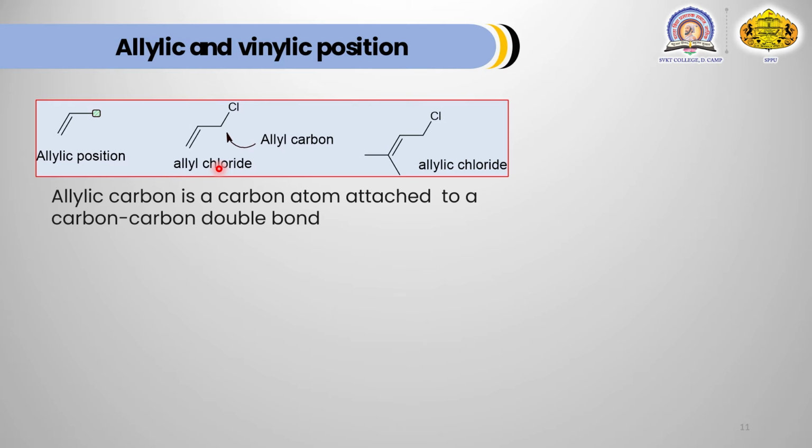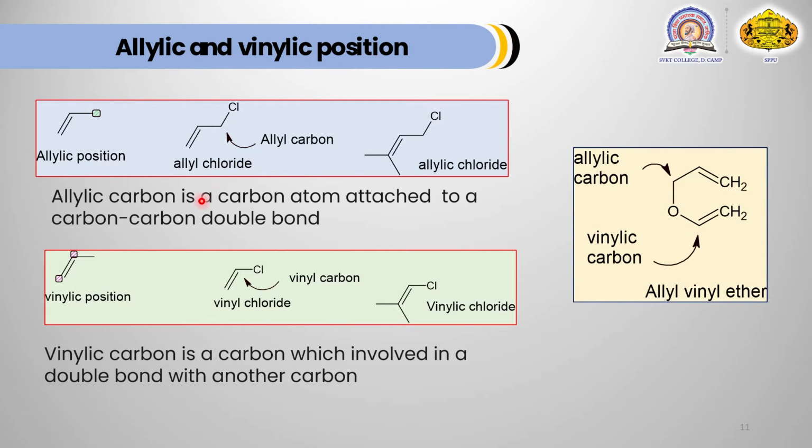Now there is another term, that is vinylic position, or vinyl chloride. Let's see, the vinylic position or vinylic carbon is the carbon which is involved in a double bond with another carbon atom. This is a vinyl carbon and this is another vinyl carbon. If a chlorine atom is attached to this carbon, then it is called vinyl chloride. This carbon atom is called a vinyl carbon. This carbon is also called a vinyl carbon. And this is the vinylic chloride. This is vinyl chloride and this is vinylic chloride.